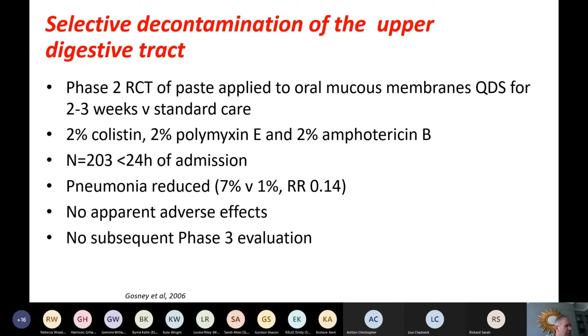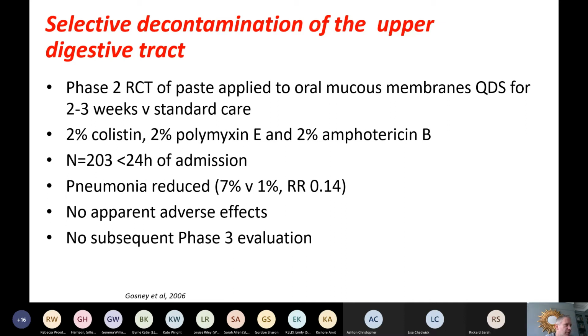So there was a trial done many years ago which was never followed up at a single site, and this used an oral paste which contained several different types of antimicrobial agents. This was given, I think, 4 times a day for 2 to 3 weeks after stroke. Obviously, some of these patients were dysphagic, and interestingly, it was given even in those days within 24 hours of admission, so quite an impressive study at face value.